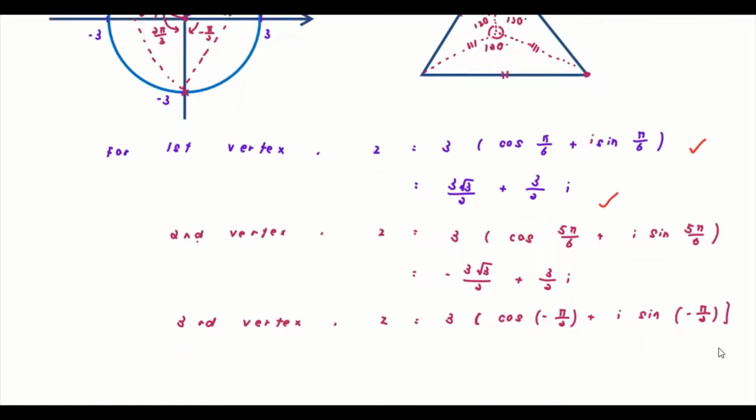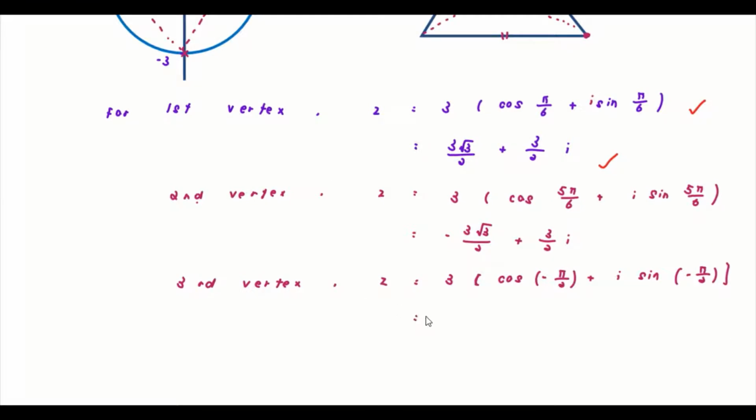Okay, so you can just use your calculator. Then from there, for cos negative pi over 2, you will get 0. Then after that, sine will be equal to negative 1 as well. So that's why you can get negative 3i. So this is basically your 3 vertices.